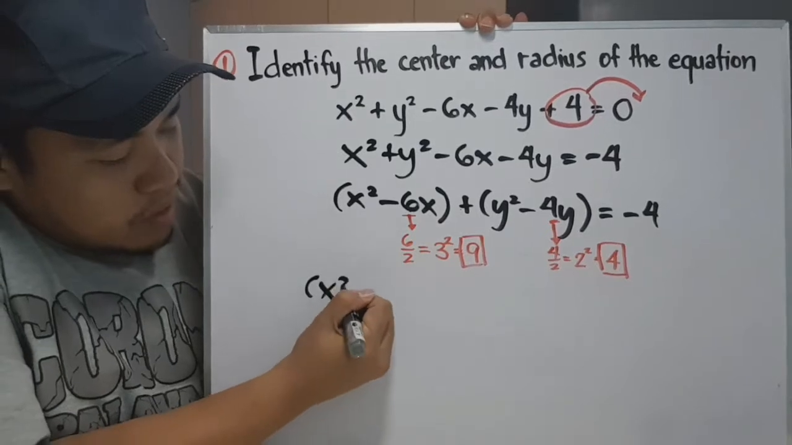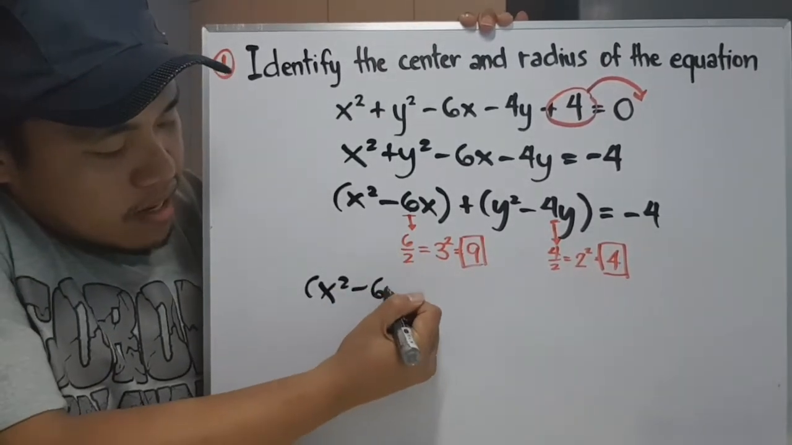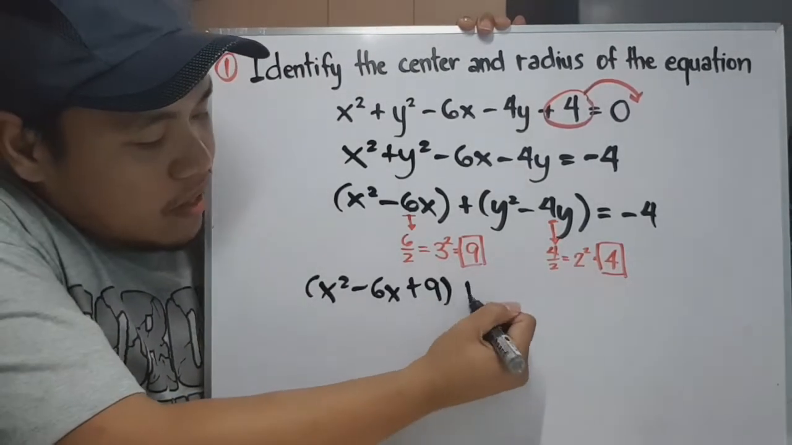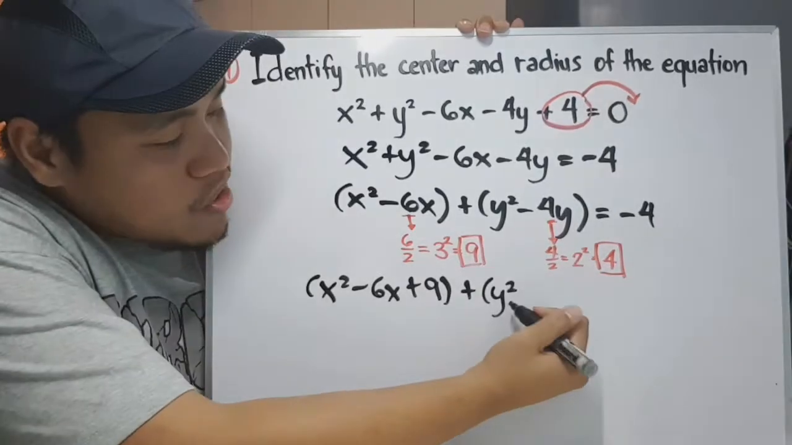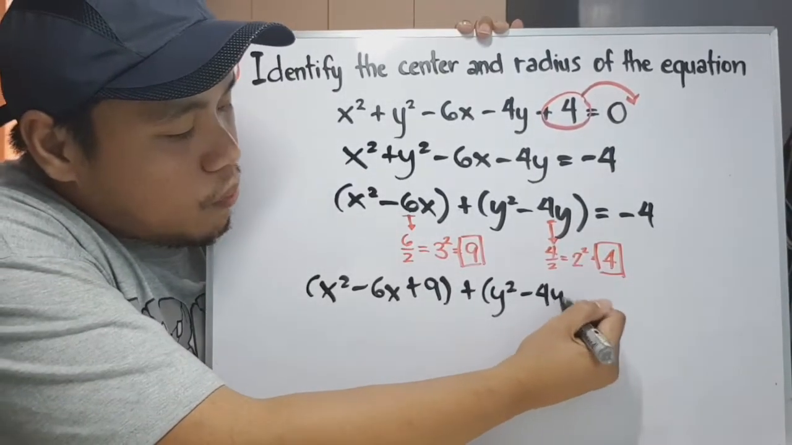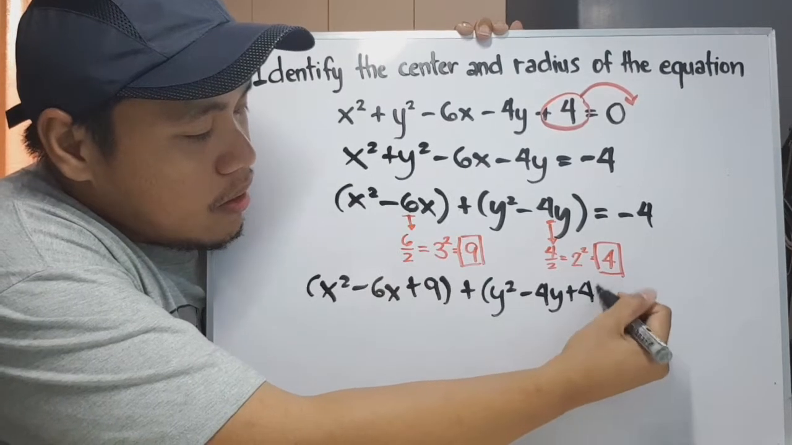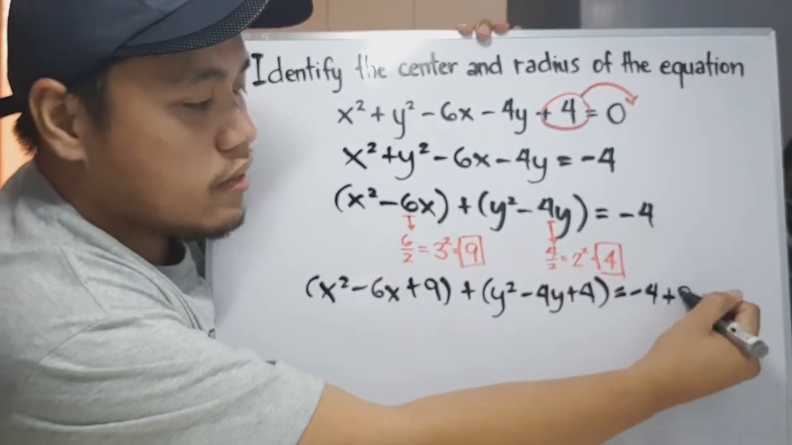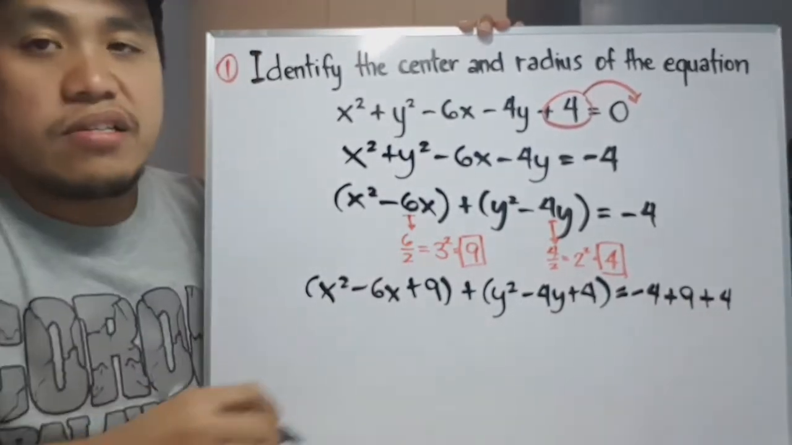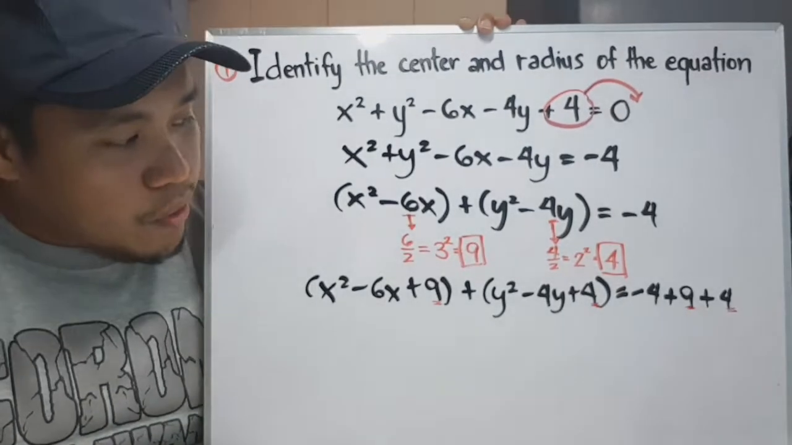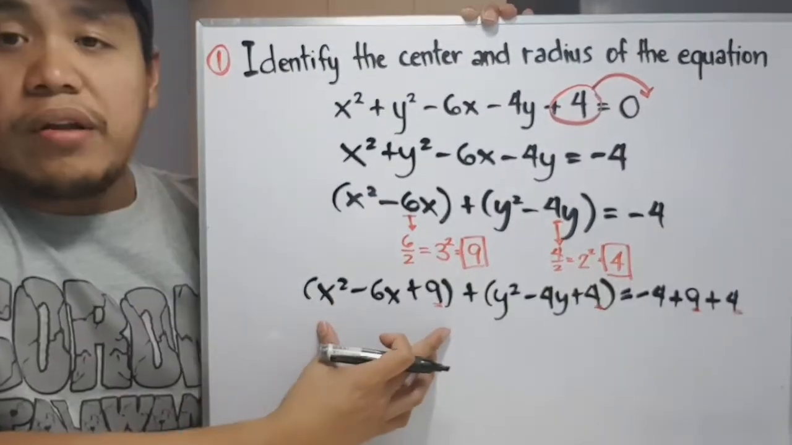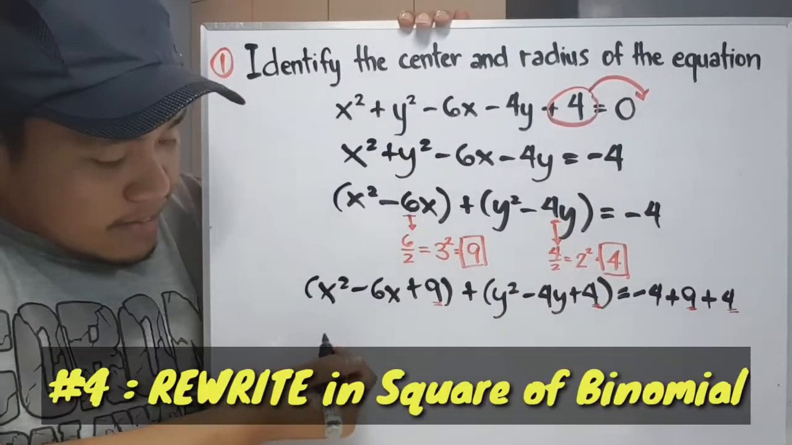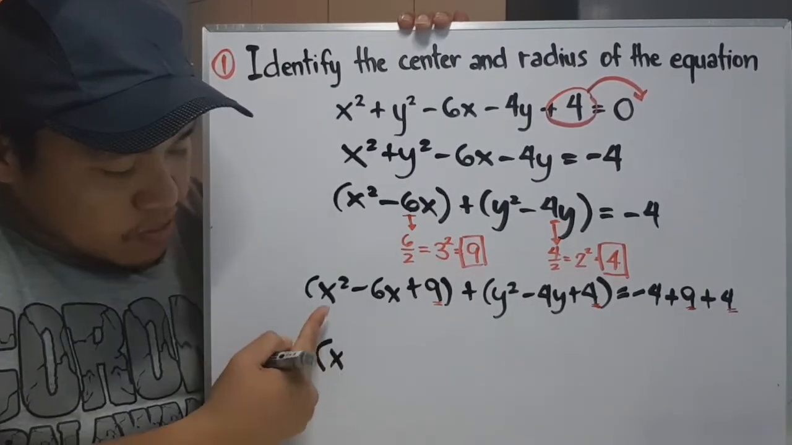So we have x squared minus 6x plus 9. So we need to add this one. And then on the other hand, we have y squared minus 4y plus 4. We are going to equate it to negative 4. Then we have to add 9 and 4 to the other side of the equation. So now, after we do that, we will now have the perfect square trinomials. To factor it out, it will become a square of a binomial. And in this case, we will have x. So just copy the x squared.